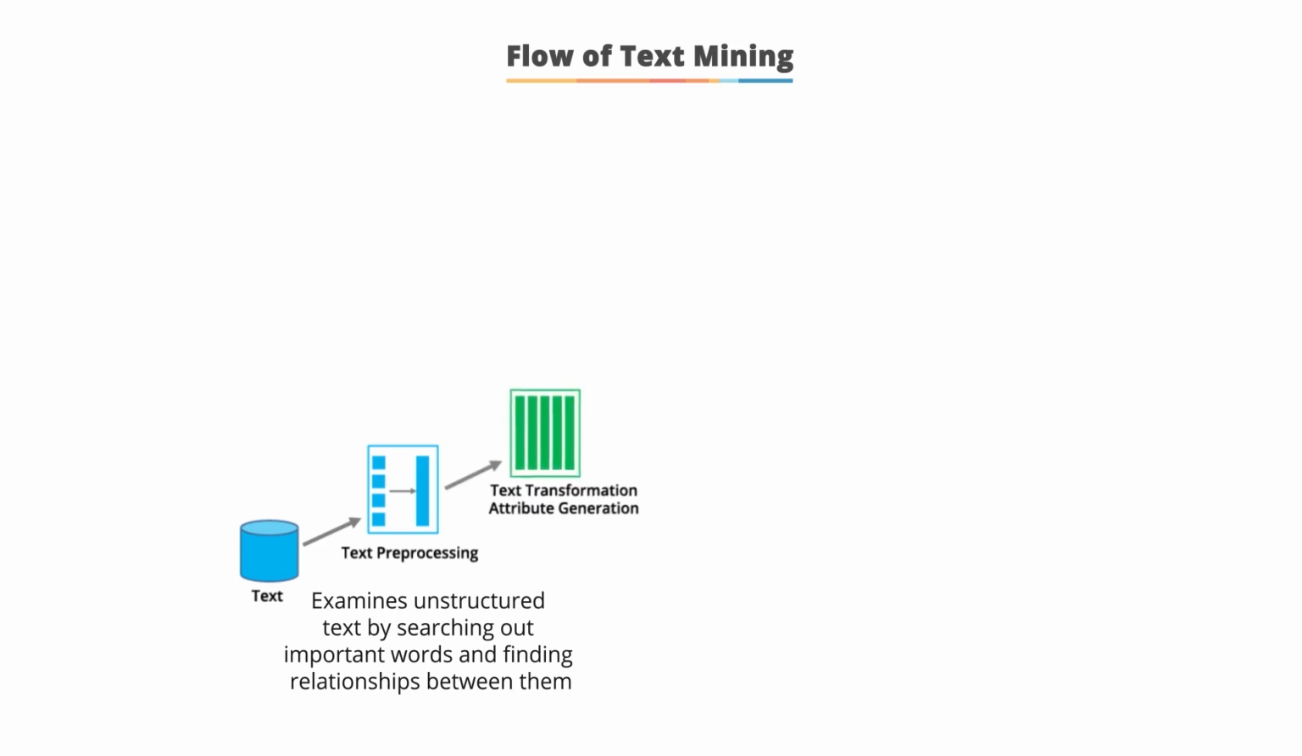Categorization or text transformation attribute generation. Categorization technique labels the text document under one or more categories. Classification of text data is done based on input-output examples with categorization.